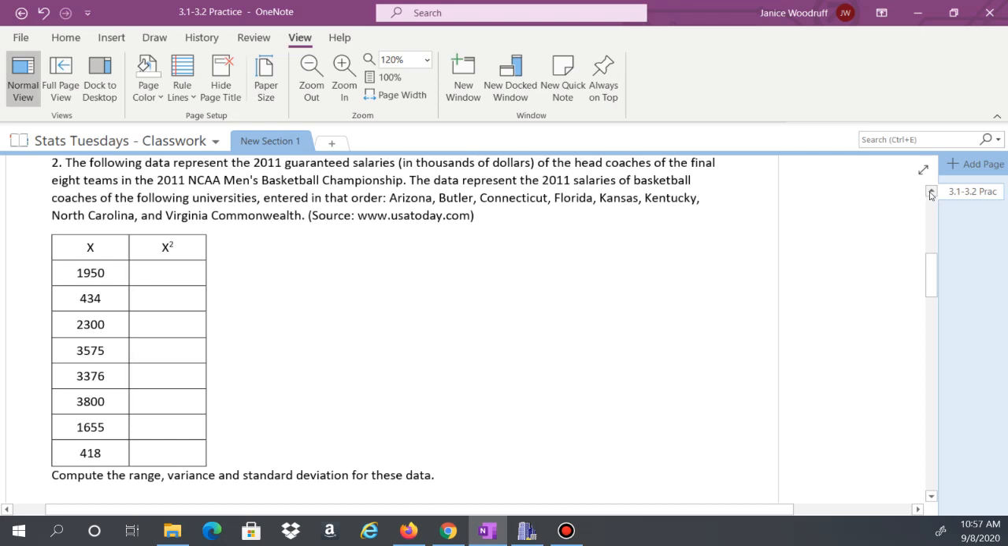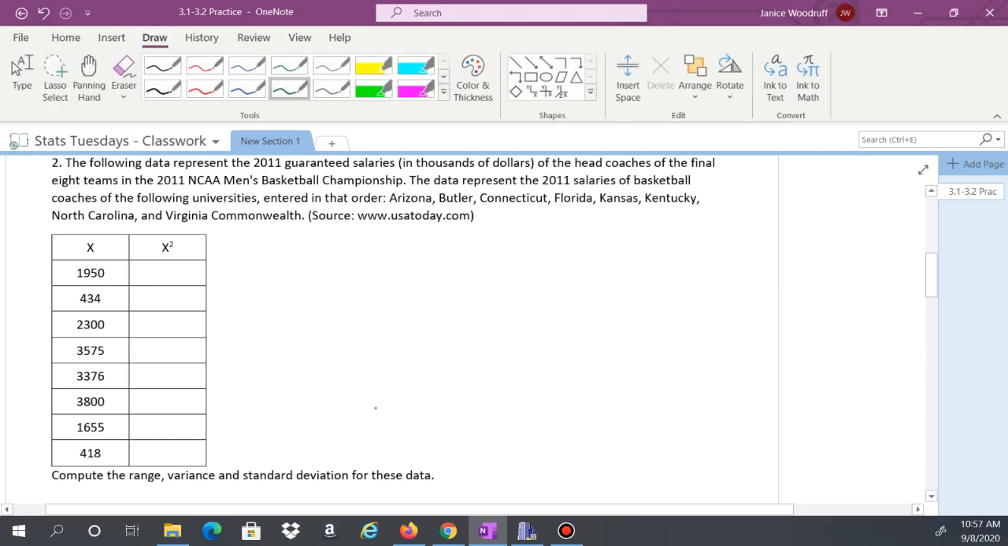So the range, first thing we can do, what's the smallest salary on here? 418. And what's the largest one? 3,800, which is 3.8 million. Just for reference there.